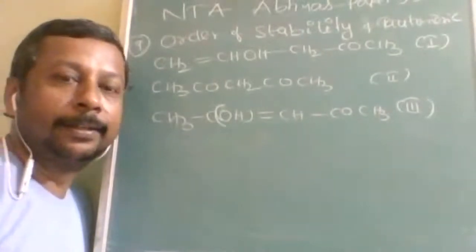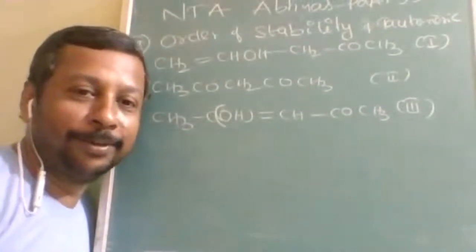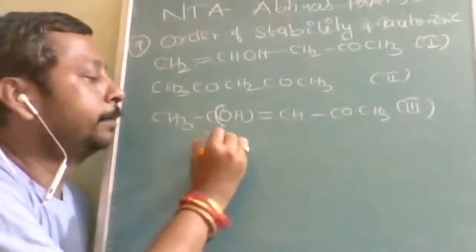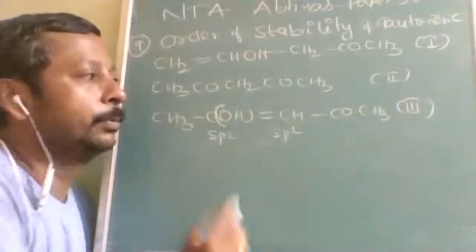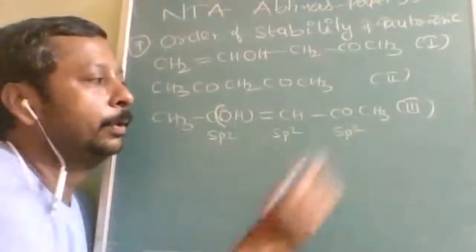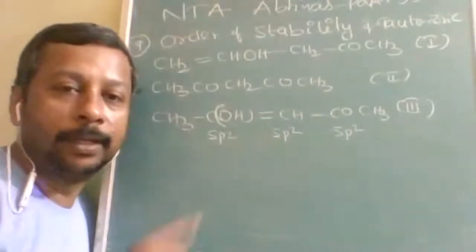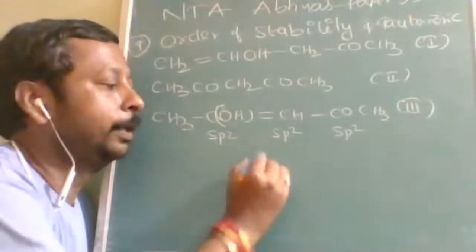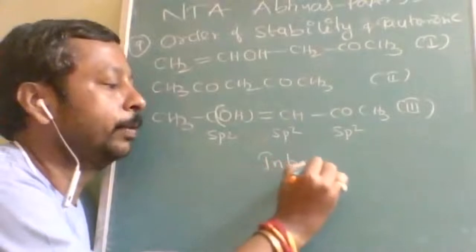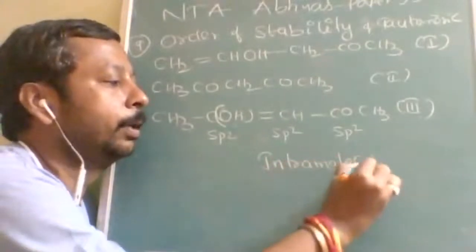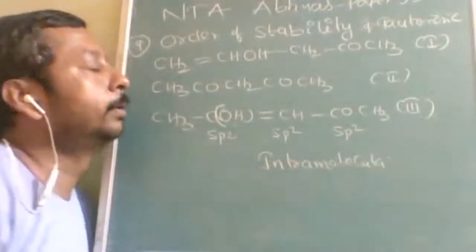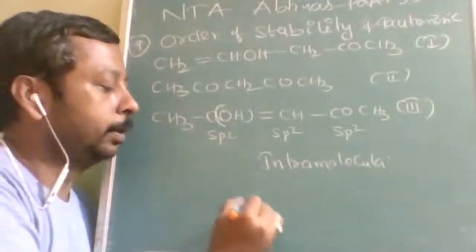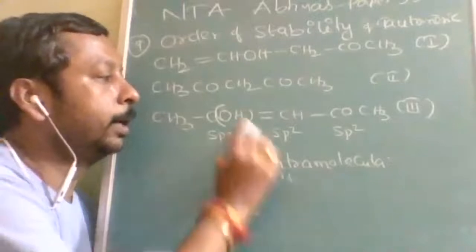See here, actually it is a chemical bonding question. Why chemical bonding? See here, it is sp2, here it is sp2, and here it is sp2. Because of this sp2, 120, 120, 120, there is a possibility of intramolecular hydrogen bonding. Because of this, this is the most stable, with this carbon, oxygen and hydrogen.